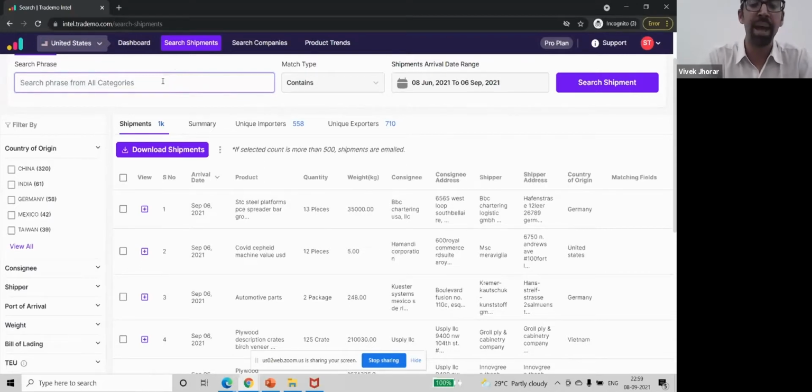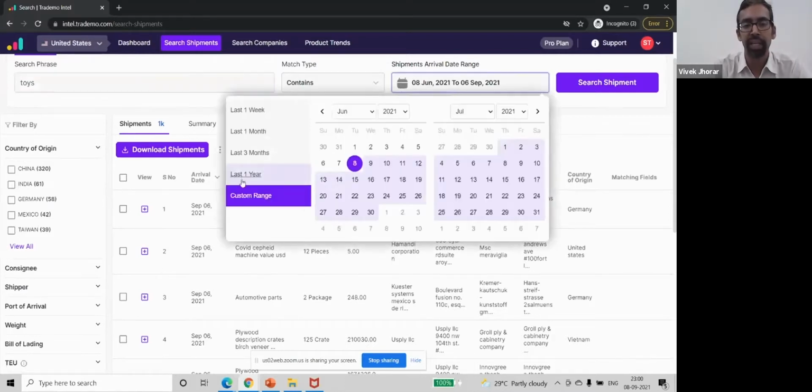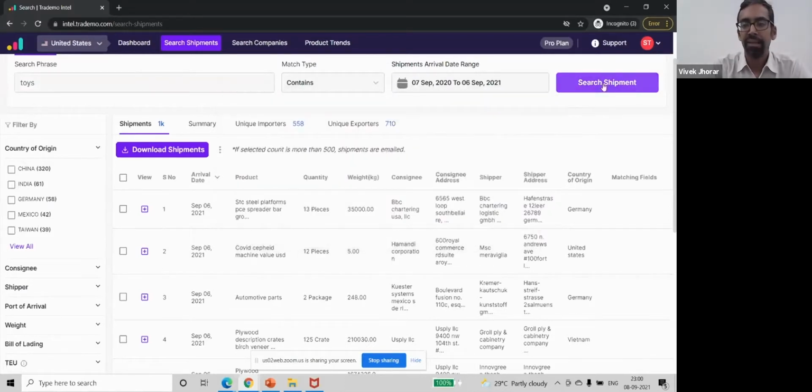So if I'm a toy manufacturer, what I will do is I will go there, either search by HS code, or I will simply type toys here and let's see what happens. What kind of shipments do we see? Let's choose last 1 year's data, since this is heavy data.